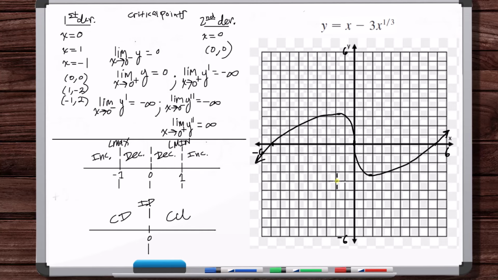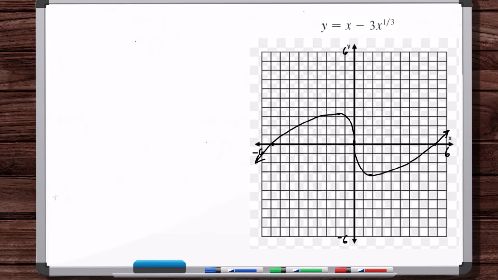All right? Now, from negative infinity all the way to x is equal to -1, we're increasing. That's correct. Then from -1 to +1, we're decreasing. That's correct. Then from +1 to infinity, we're increasing. That's correct. And so that's the graph.